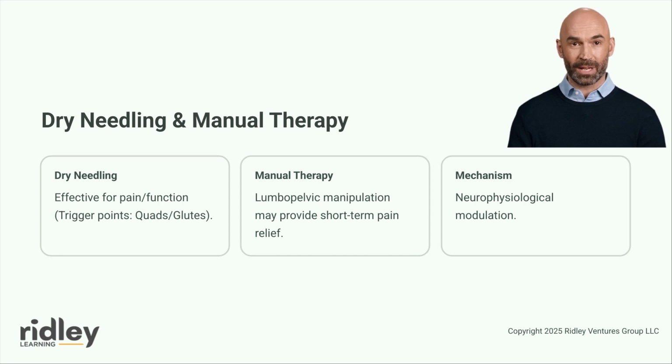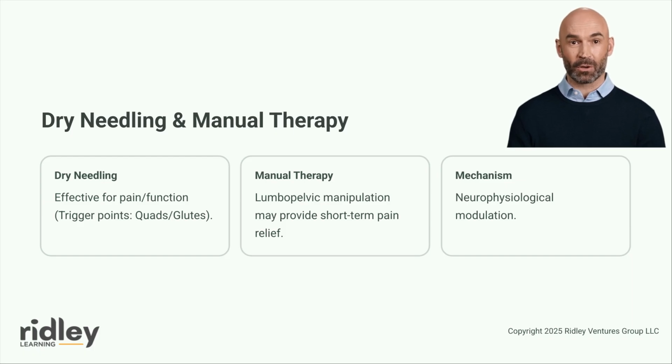Common targets for dry needling in patellofemoral pain include the vastus medialis, vastus lateralis, rectus femoris, tensor fascia latae, and gluteal muscles. As with other adjunctive interventions, dry needling should complement rather than replace exercise therapy with the goal of reducing pain barriers to active rehabilitation participation.